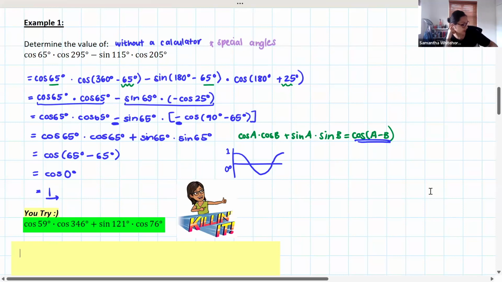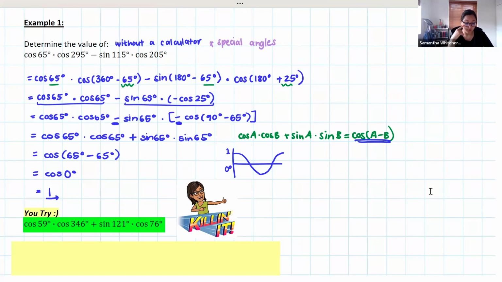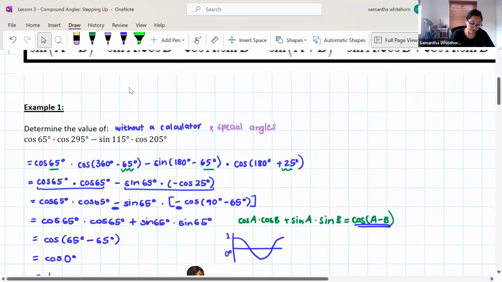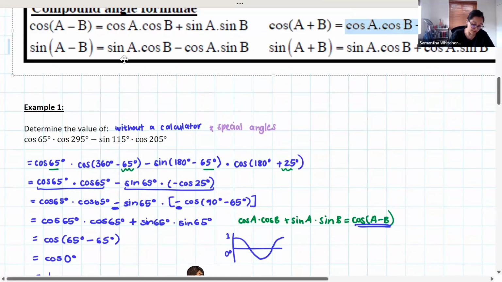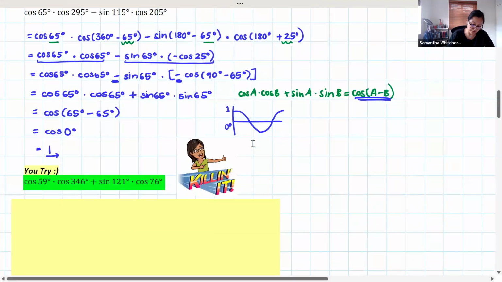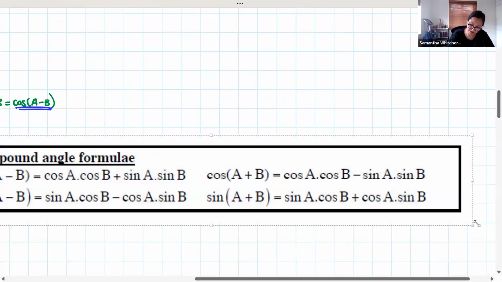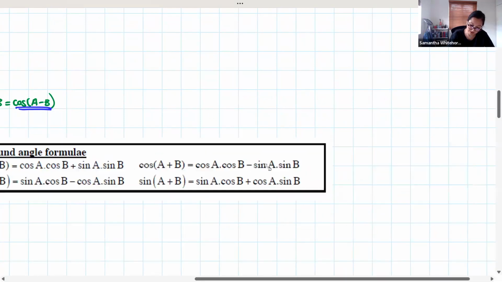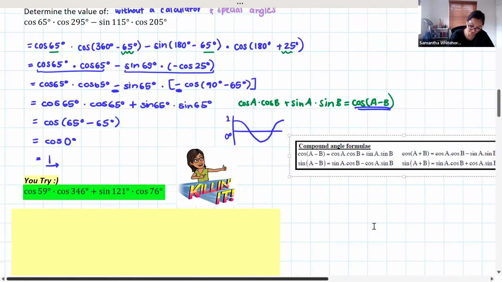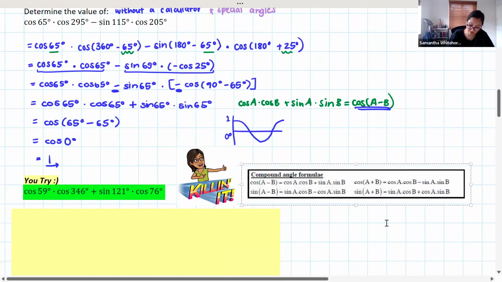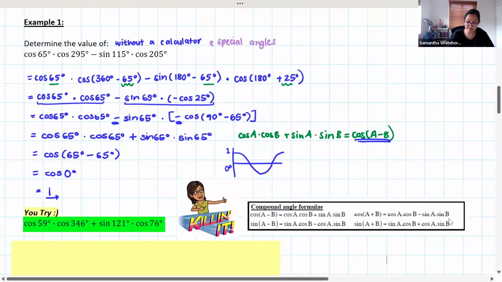I'm going to leave my answer up there, A, if you want to screenshot it, and B, if you just want to refer back to what I did in the previous example to guide you. And I think the other thing that would be quite helpful would be to put our compound angle formula here for you. There's your compound angle formula, just in case you need them to refer back to. Let's try this example. I'm going to give you 5 minutes and then we'll have a look.